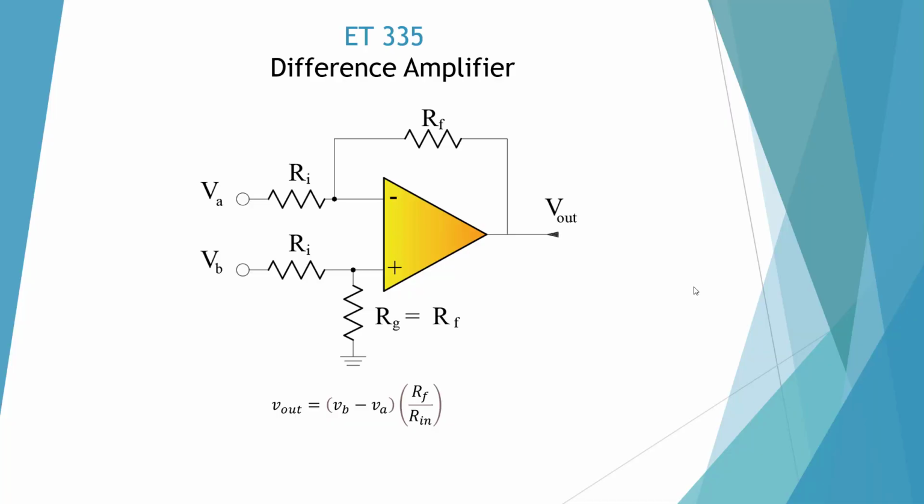Here I'm showing a difference amplifier. It's one of the many different types of op-amp configurations. And essentially we're going to take the gain and multiply it by the difference of the two inputs. And it's very important that these pairs are exactly the same resistance. And it's essentially going to multiply the difference times our gain.